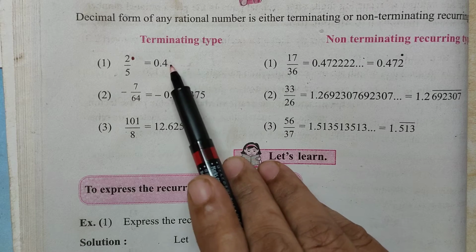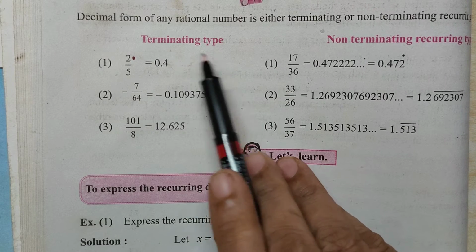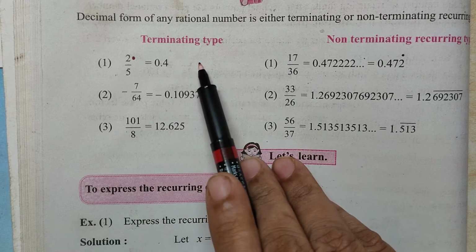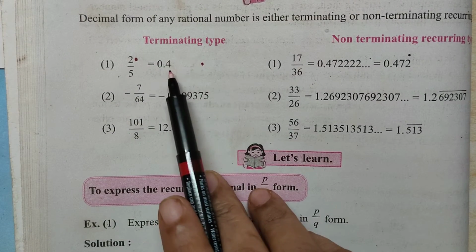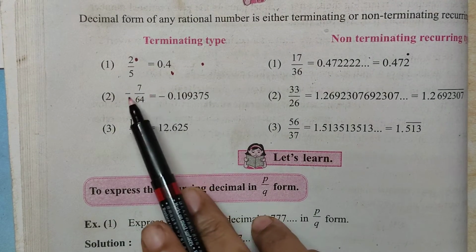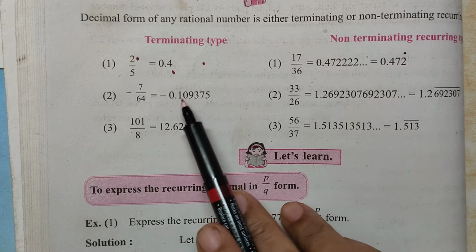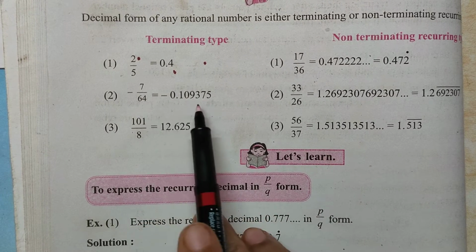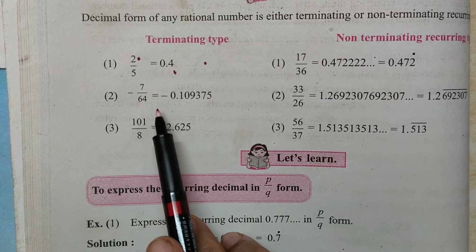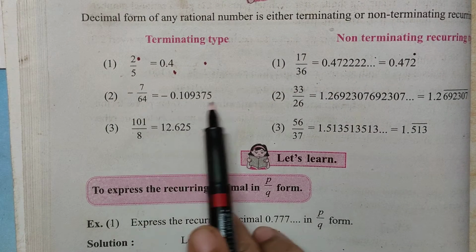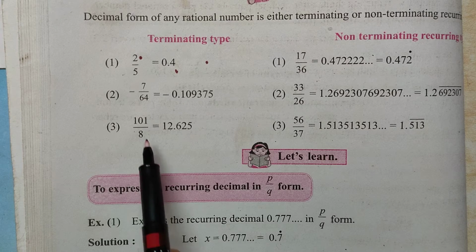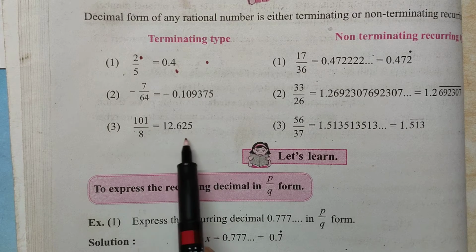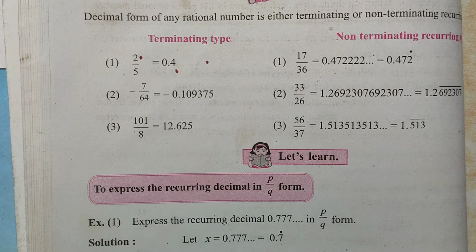Terminating means the division is completed. Here also, negative 7 by 64 gives negative 0.109375. The division is completed here, and here 101 divided by 8, the answer is 12.625.